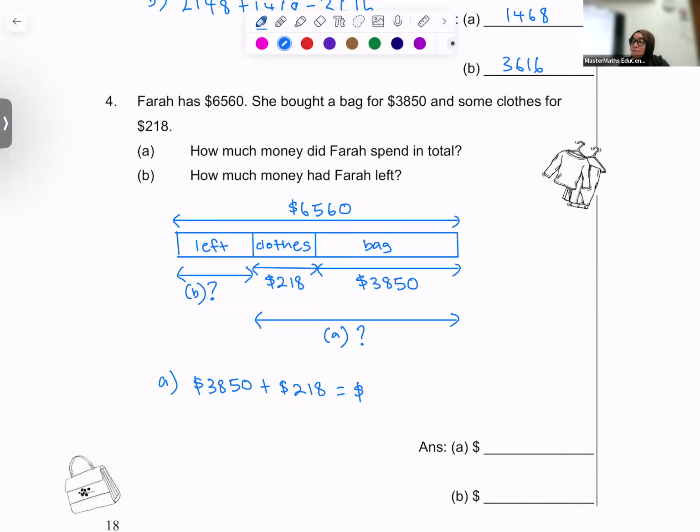$6,560 minus the total amount spent. Very good. Now, if you're not sure about part B, you can wait first, okay?